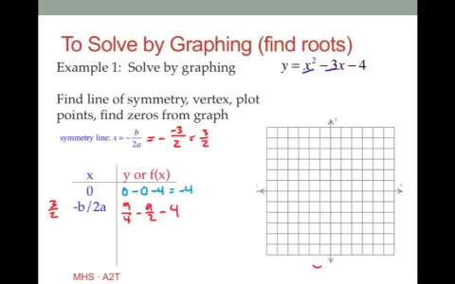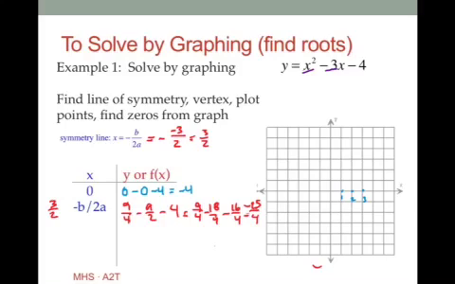But let's go ahead and put them all into the same denominator. So I'm going to get 9/4 minus 9 halves, which is the same as 18/4, minus 4, which is the same as 16/4. And then I'll subtract those all out, and I'm going to get negative 25/4. Okay, so now I have 2 data points, and I can plot them on my parabola.